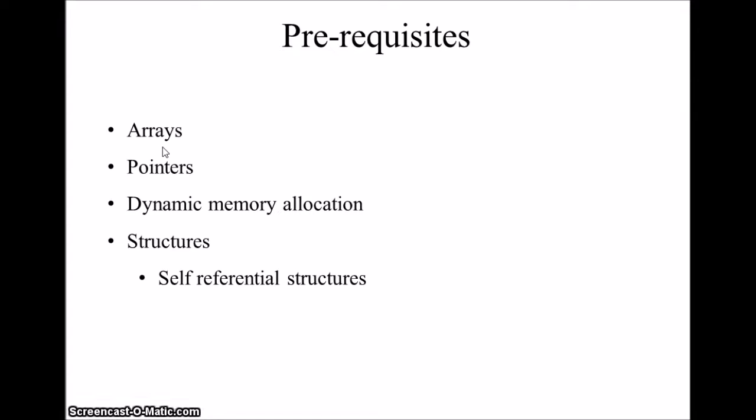Pointers. In order to operate with linked list, you should know pointers, dynamic memory allocation, and the dynamic memory allocation functions such as malloc, calloc, realloc, free. You should know what these functions are, and structures, especially self-referential structures. As and when we come across these things, we'll be discussing them, whereas if you have this knowledge, it would be very good.